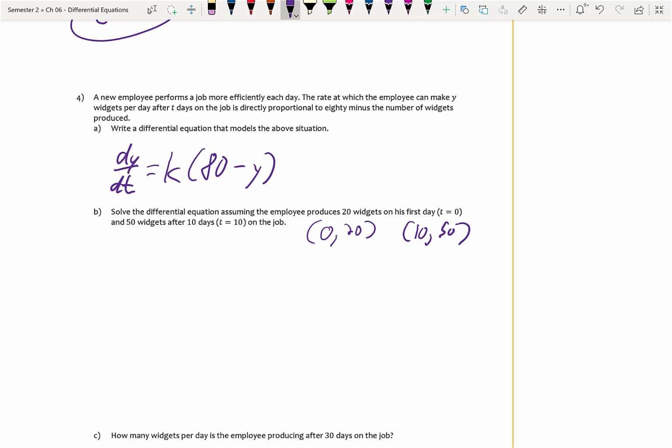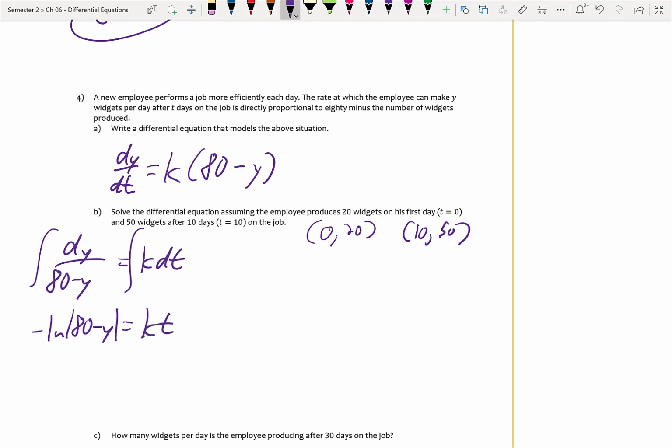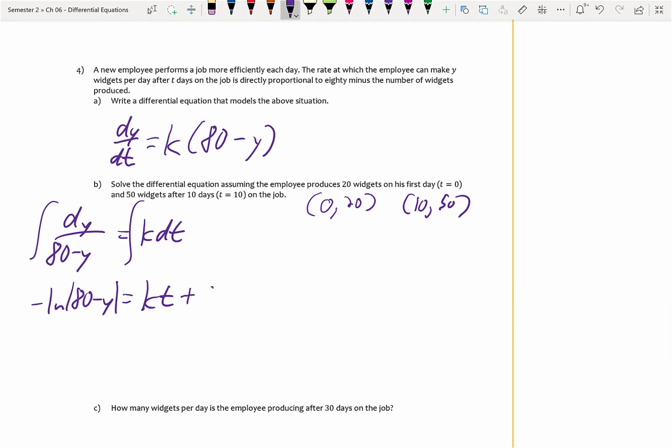Separate them. dy over 80 minus y equals k dt. Integrate. What's the integral of 1 over 80 minus y? Negative natural log of 80 minus y. Good. The negative will throw you because remember the derivative of 80 minus y has that negative y in there. So if you did a u substitution of 80 minus y, your du would be negative dy. You have a negative by chain rule. Equals kt plus c.